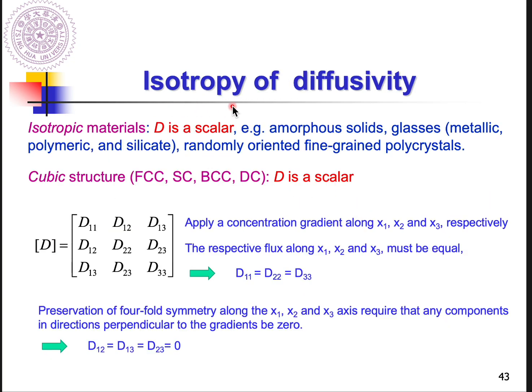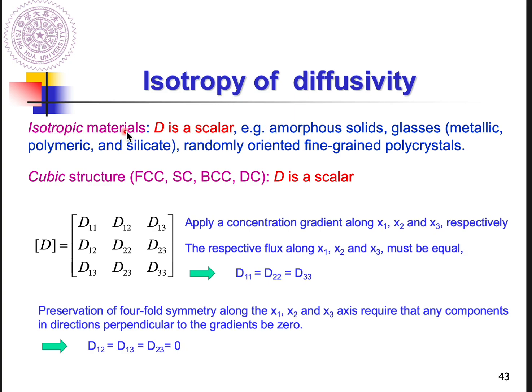Okay, so isotropic diffusivity. Let's move to an example. So isotropic materials. What do isotropic materials include? An isotropic material means the diffusivity along x, y, and z is the same, right? So you use a scalar value D to represent this diffusivity.